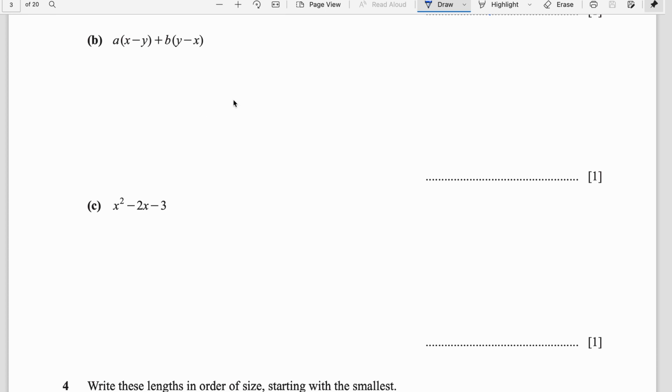Still factorizing. We can see that this is x minus y, and this is y minus x. So I'm taking out negative as common in the second part. So this is minus b, and this changes the signs. So x minus y. Now we have the same brackets. So a minus b times x minus y.